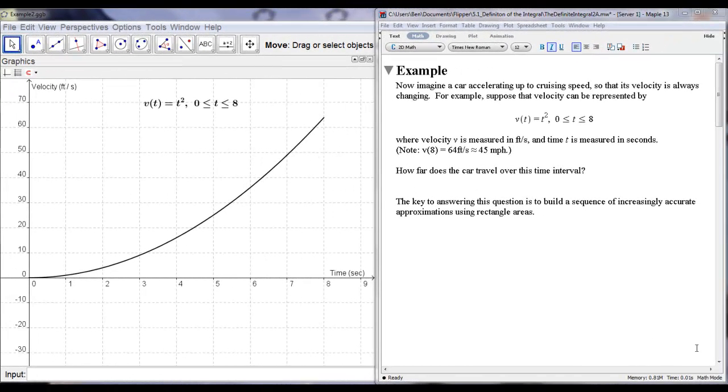Now imagine a car accelerating up to cruising speed so that its velocity is always changing. For example, suppose that the velocity can be represented by the function t squared over the time interval from 0 to 8, where velocity v is measured in feet per second and time is measured in seconds. How far does the car travel over this time interval? We can't use the distance equals rate times time formula directly because the rate, that is the velocity, is never constant over any interval of time. It's always changing.